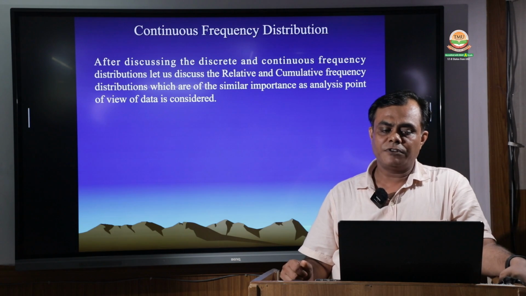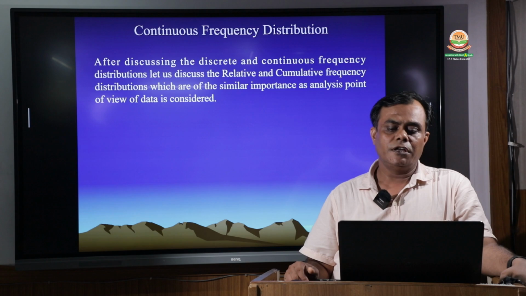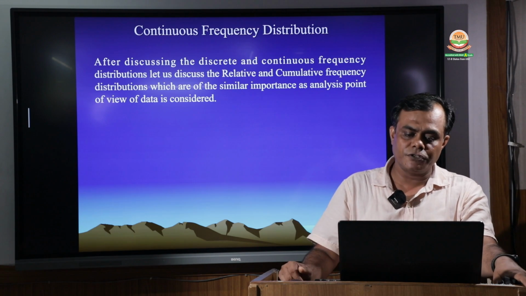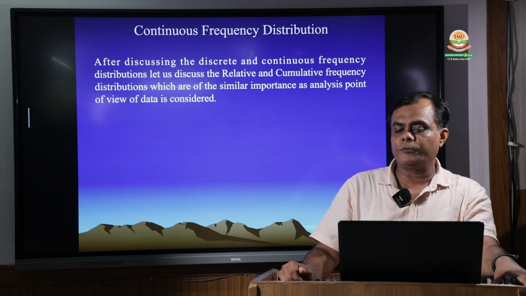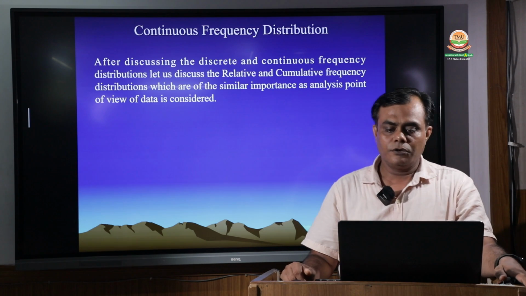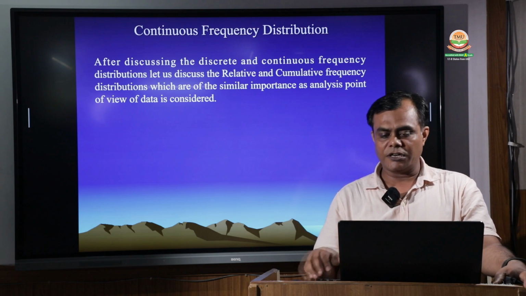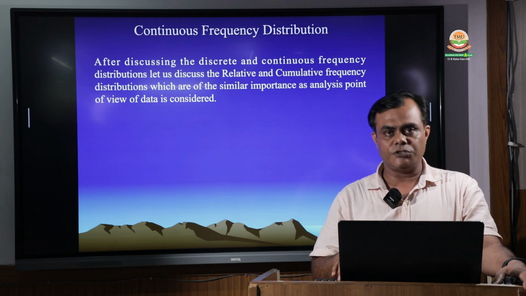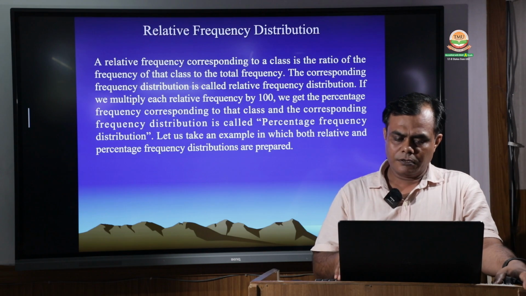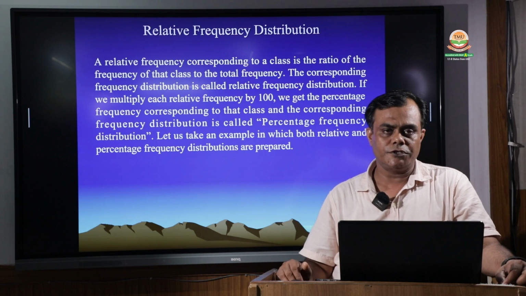After discussing the discrete and the continuous frequency distribution, let us discuss the relative and the cumulative frequency distribution, which are similarly important from the point of view of data analysis. So after continuous and discrete, we go for the relative and the cumulative frequency distribution. In this slide we are going to discuss the relative frequency distribution.